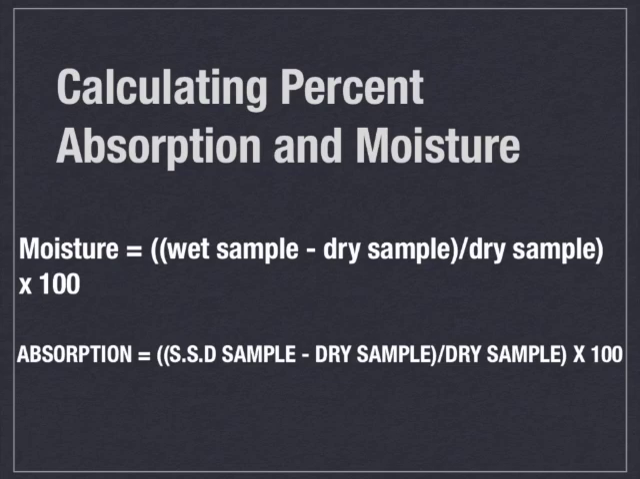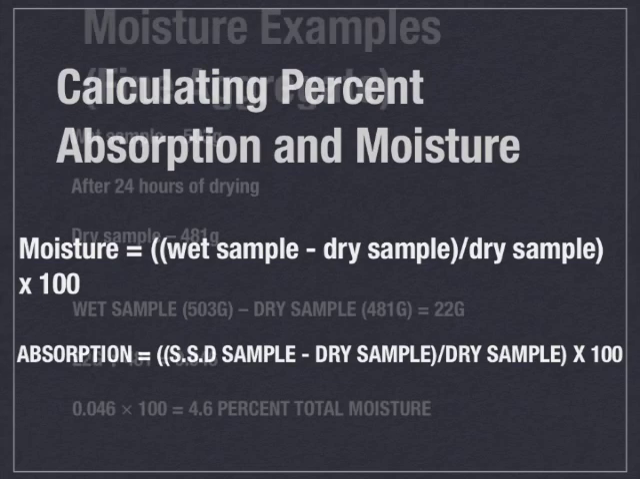To calculate moisture, we want to take our wet sample and dry it out. Then we take the wet weight, we subtract from it the dry weight, divide it by the dry weight, and multiply this number by 100. For absorption, we would get the sample to the SSD condition, or the saturated surface dry condition, and then dry it out. Again, we take the SSD sample weight minus the dry sample weight, divided by the dry sample weight, and multiply by 100.